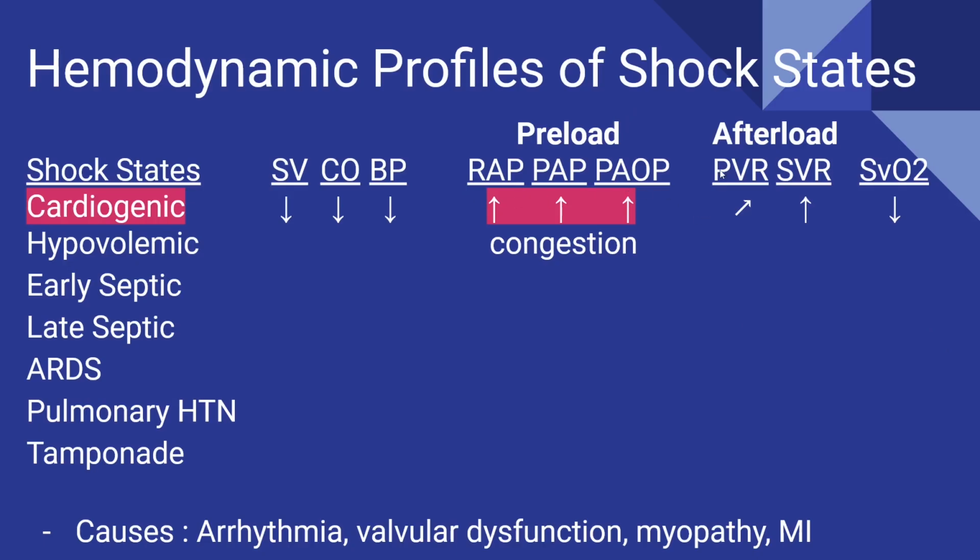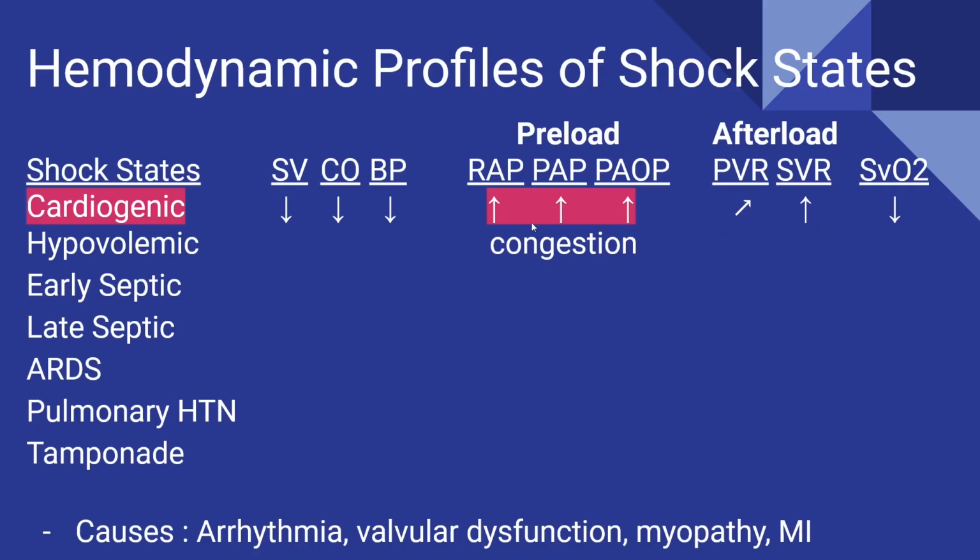So what is that going to look like for the afterload? If the preload is high because we're congested, how is the body going to compensate? Well, in cardiogenic shock, the vessels are still appropriately working, so they're going to squeeze, right? The systemic vascular resistance is going to make up for the low blood pressure by vasoconstricting everything to the point where our systemic vascular resistance is above 1600.